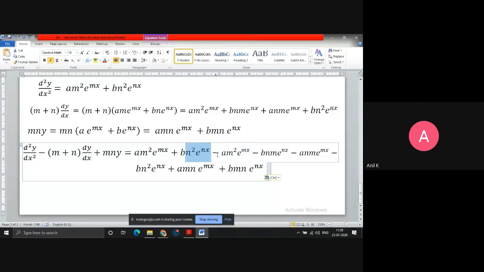b n square e power nx. This will come minus b n square e power nx. That also getting cancelled. Minus b n m e power nx plus b m n e power nx, minus a n m e power mx plus a m n e power mx. So if everything is getting cancelled, answer is going to be 0.